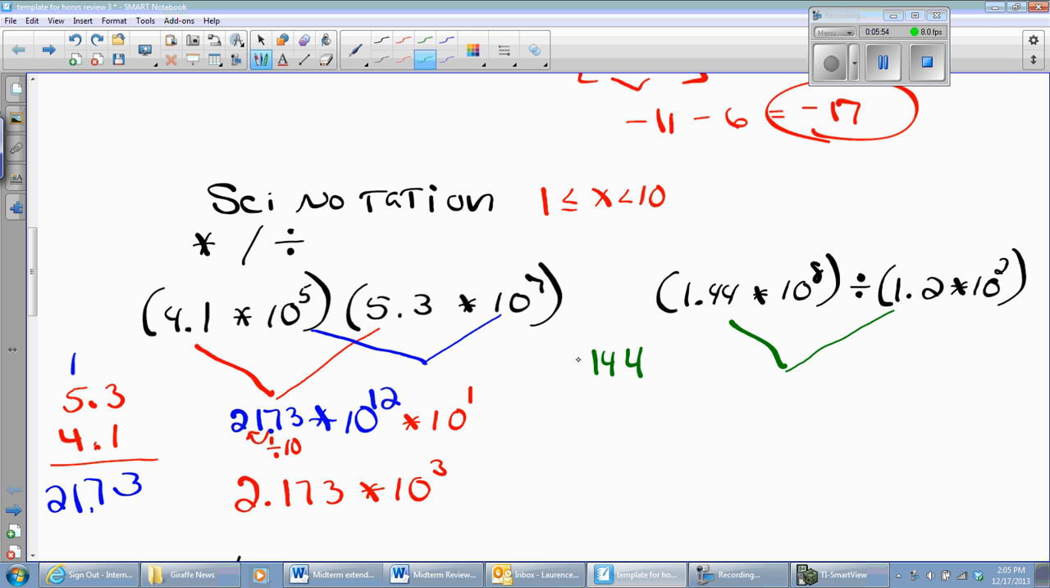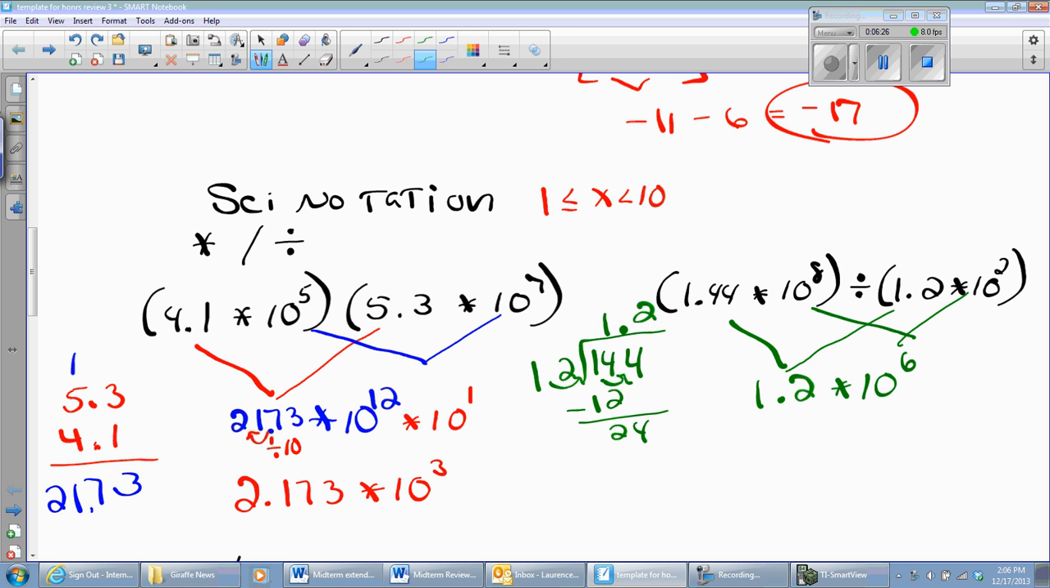If I could do, say, 1.44 divided by 1.2, and multiply this number by 10 and multiply that number by 10, my decimal point moves there. 12 will go into 14 one time, and then I'll subtract, and I'll get 24, and 12 will go into 24 two times. And so when I divide, I get 1 and 2 tenths. Now I divide here. 10 to the 8th divided by 10 to the 2nd is 10 to the 6th. And there you go. I don't have to convert this one to scientific notation because it's already there.